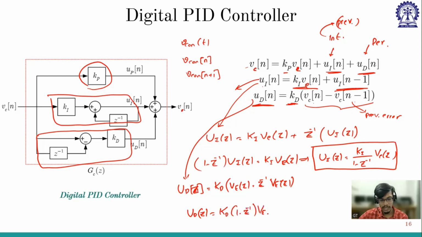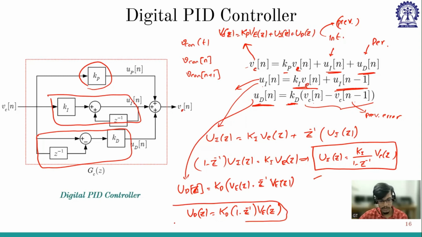Now if you take the Z domain transfer function here, you will get VC of Z is equal to Kp into VE of Z plus ui of Z plus ud of Z, right? So we know ui of Z and we know ud of Z. Now if you back substitute equation 1 and equation 2 here, what will you get?